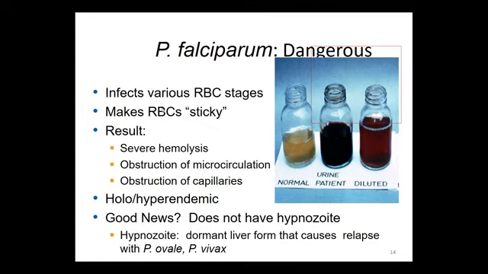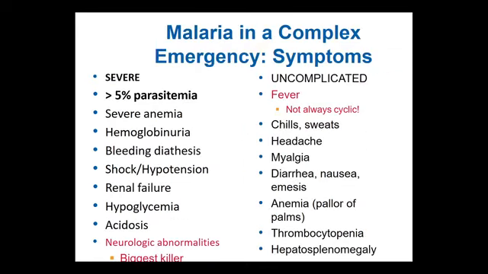So it infects various RBCs, it makes them sticky, and it multiplies in the vessels of inner organs. It's one of the additional reasons. Now, malaria in complex emergencies. It may be complicated or uncomplicated. The basic form is fever, but not always cyclic if we talk about tropical malaria. Chill and sweats.